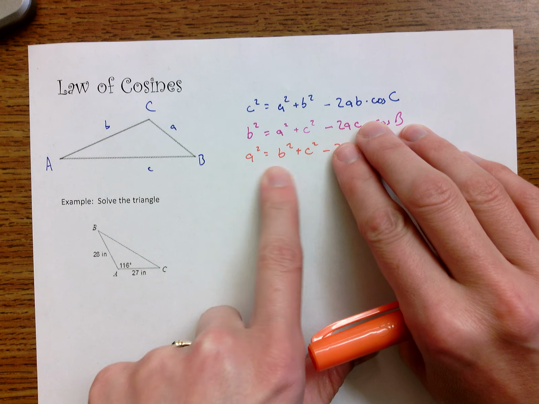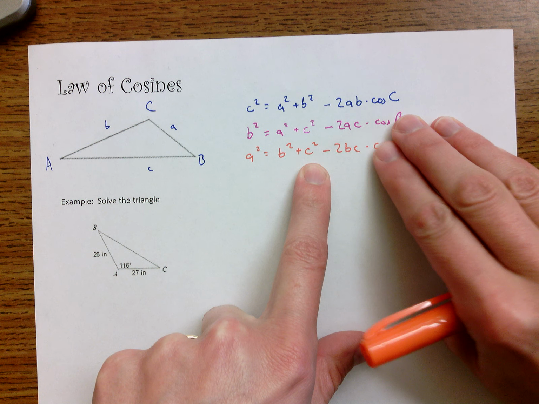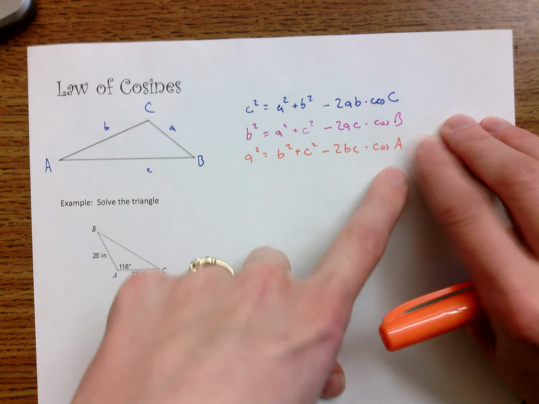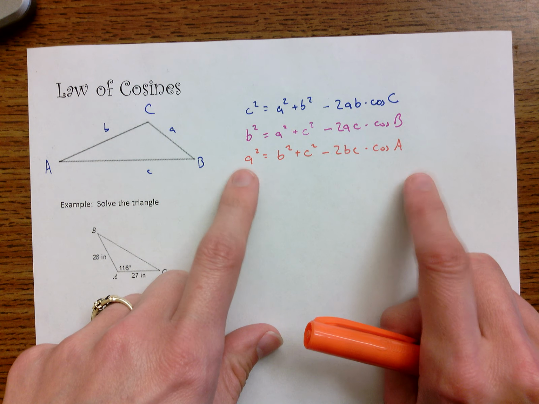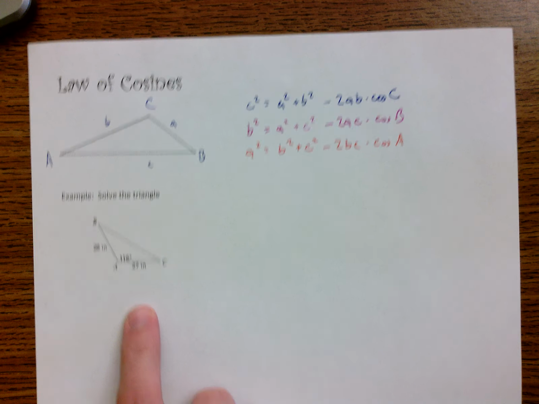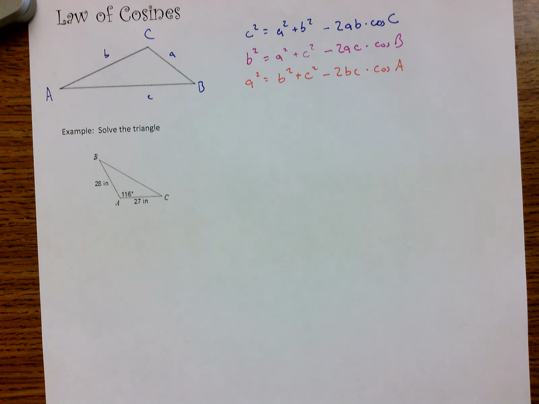So a squared equals b squared plus c squared minus 2bc, right? And notice that those are all the same letters. And then times the cosine of A, where these guys are opposite of each other. Okay, so that's the kind of idea of how you're going to set up the law of cosines. So let's look at this example down here. So we're going to solve this triangle.